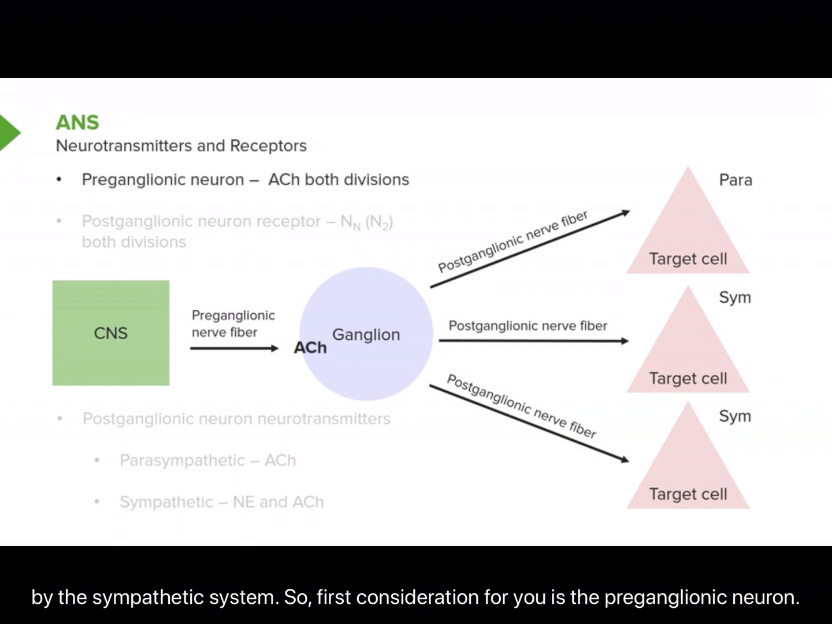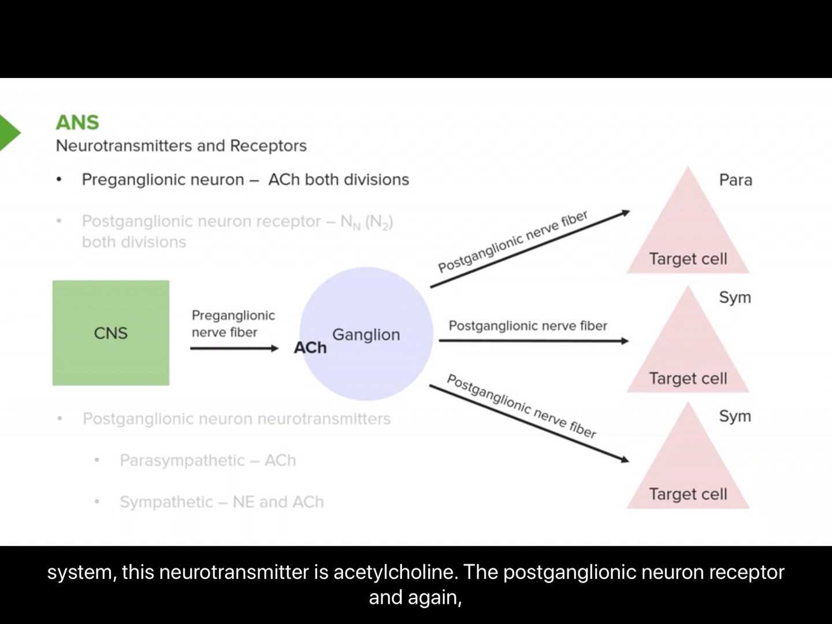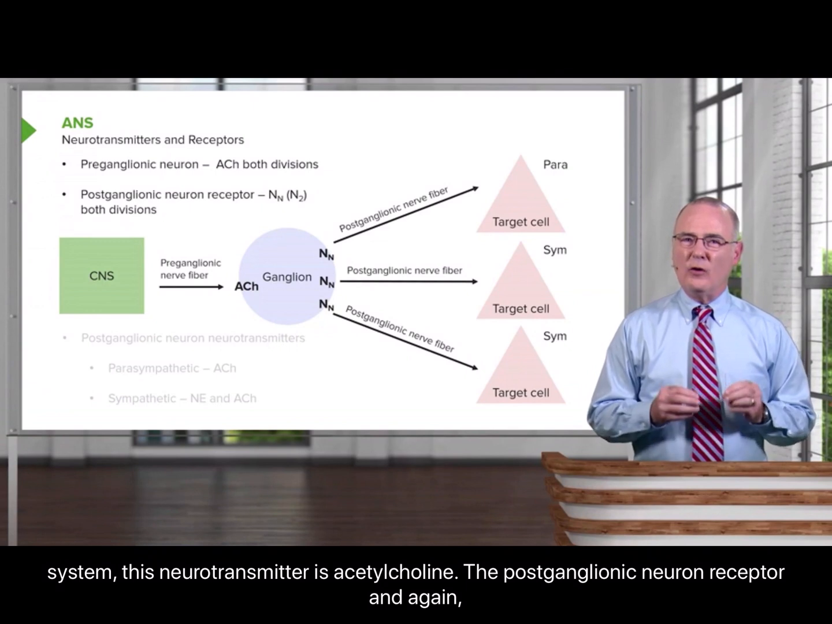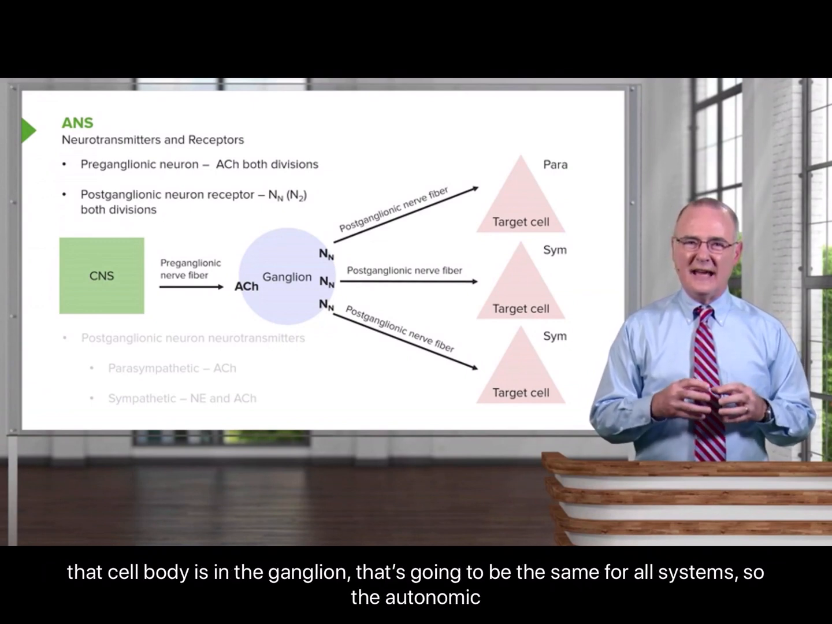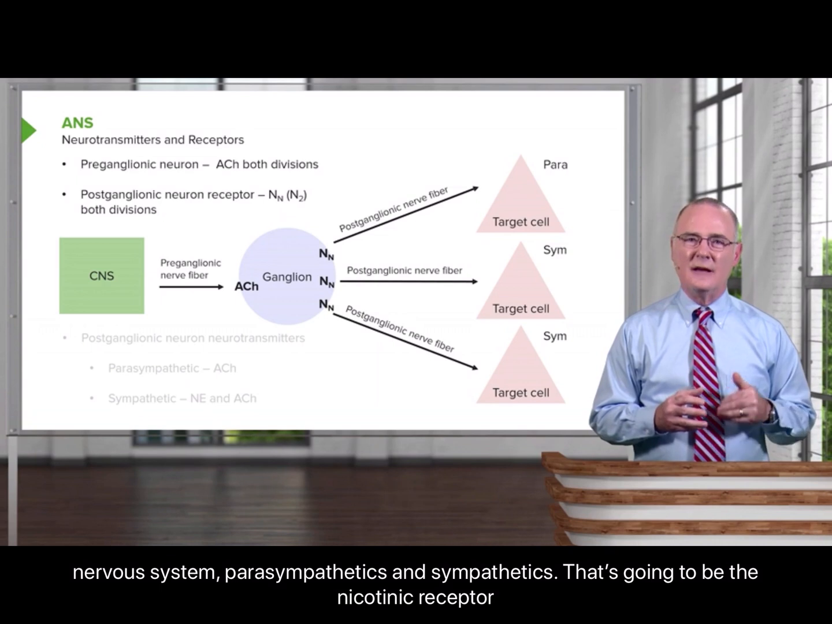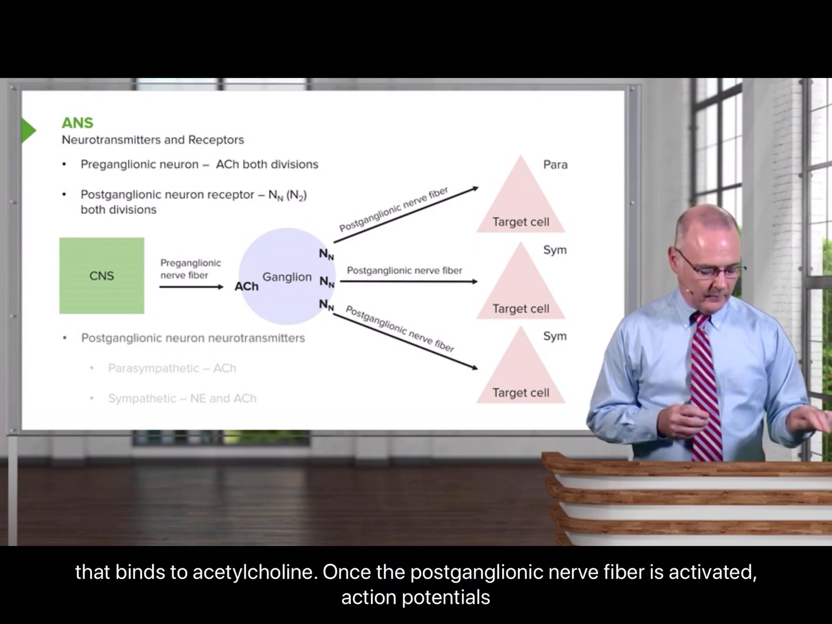So first consideration for you is the preganglionic neuron. This will secrete as its neurotransmitter in both the sympathetic system and the parasympathetic system acetylcholine. The postganglionic neuron receptor, and again, that cell body is in the ganglion, is going to be the same for all systems of the autonomic nervous system, parasympathetics and sympathetics, and that's going to be the nicotinic receptor that binds to acetylcholine.